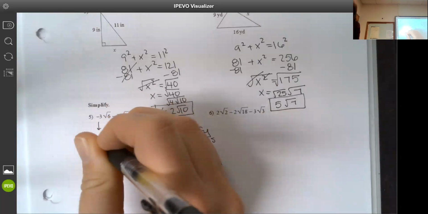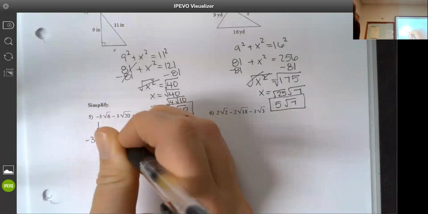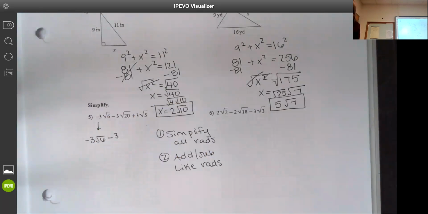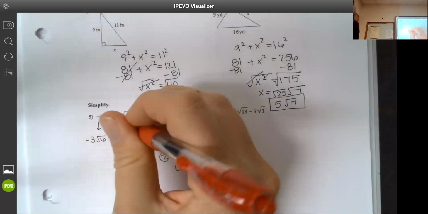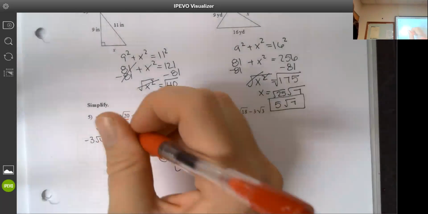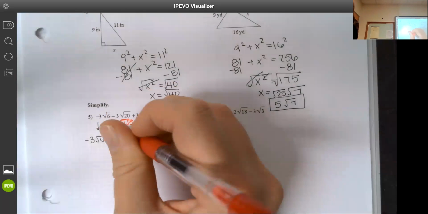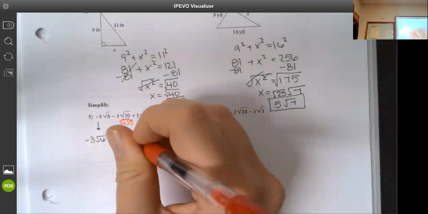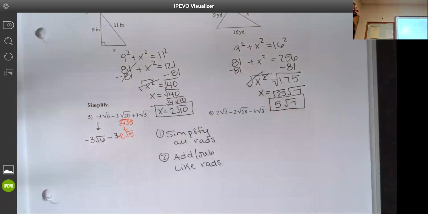So it's still just going to be negative 3 rad 6. Subtract 3. 3 is a coefficient out front. And I can simplify the square root of 20. What perfect square goes into the square root of 20? 4. So 20 is 4 times 5, or this is going to simplify down to 2 rad 5. And so what we need to know is that this coefficient that was out here to begin with is still there. And then when I simplify the radical, I'm going to end up multiplying those together. Whatever I've taken out, it's multiplied by the coefficient that was there to begin with.